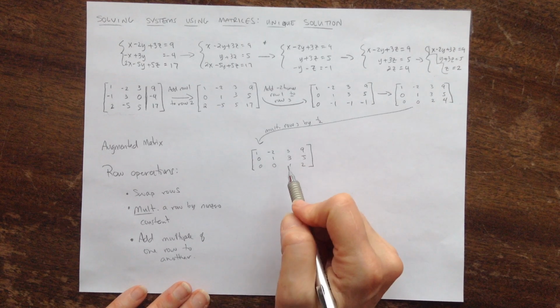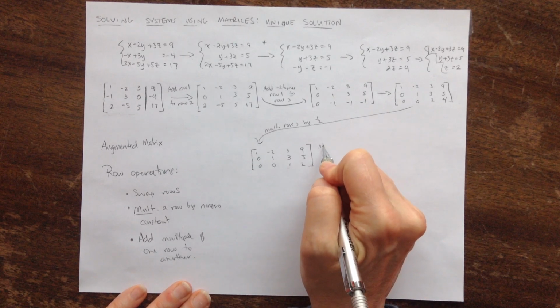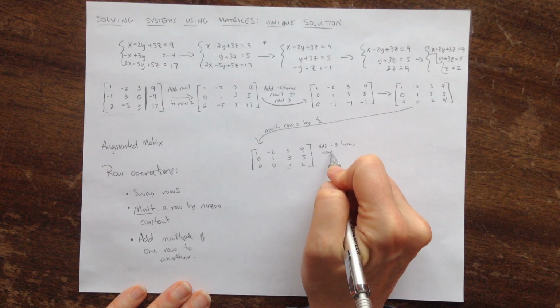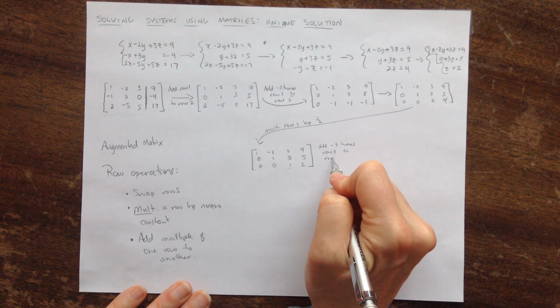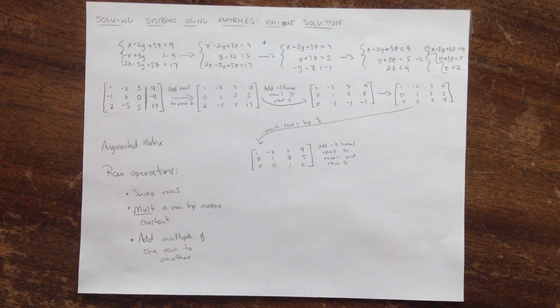So what I'm going to do is I'm going to use this 1 right here to get rid of this 3 and this 3. So I'm going to add -3 times row 3 to both row 1 and row 2. So I'm doing two things here at once. I'm starting to work up, which tends to cause people a little bit of trouble, and I'm also doing 2 row operations in one step, which is legal as long as you're not trying to use a row that you've changed in that step on another row.